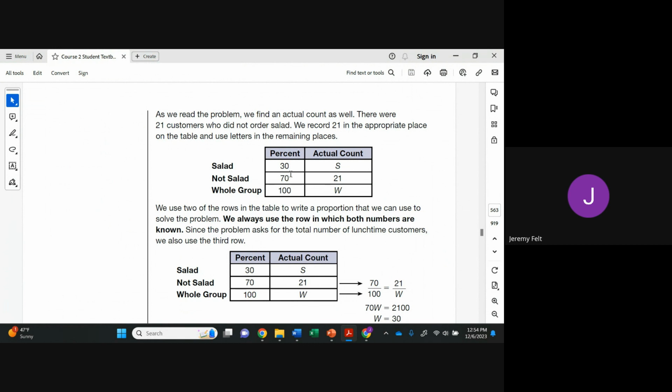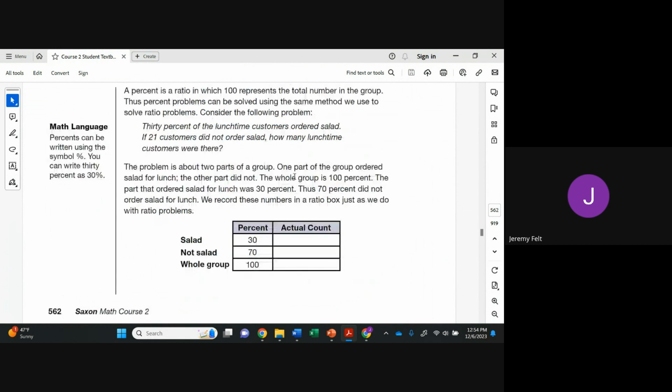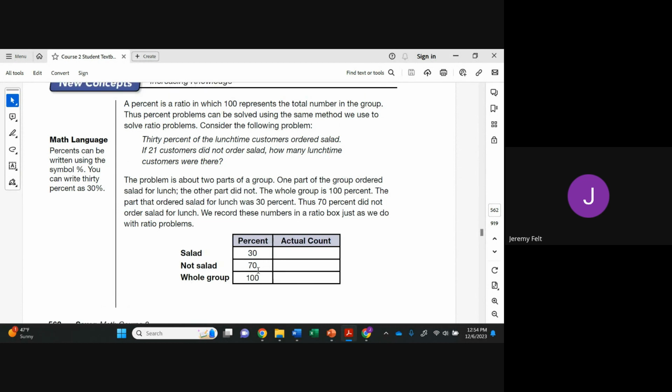Okay, so 70 out of 100. It's always out of 100. So even though we were only given 30%, well, 30% did. That means 70% did not, because it's got to always add up to 100. The whole group always adds up to 100. So that's how we're able to fill in this side.